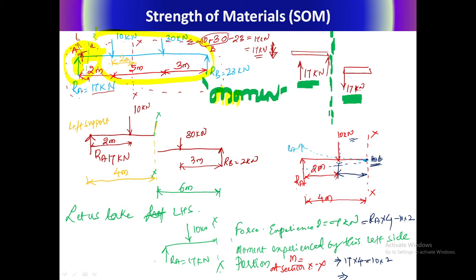48, sir. Now this is what 48 kilonewton meter movement is experienced at this section, right? Now considering the left hand side portion, let us go for the right hand side portion. Then if it's correct, then only we can say the component is under equilibrium condition.